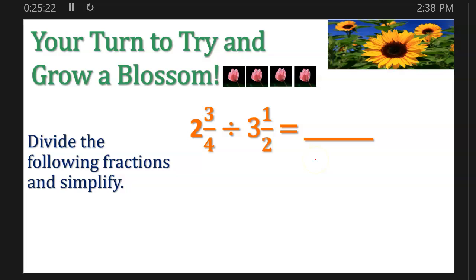All right, our last one is divide the following fractions and simplify. So I'm going to ask you to pause and then I'll count to 3. 1, 2, 3.